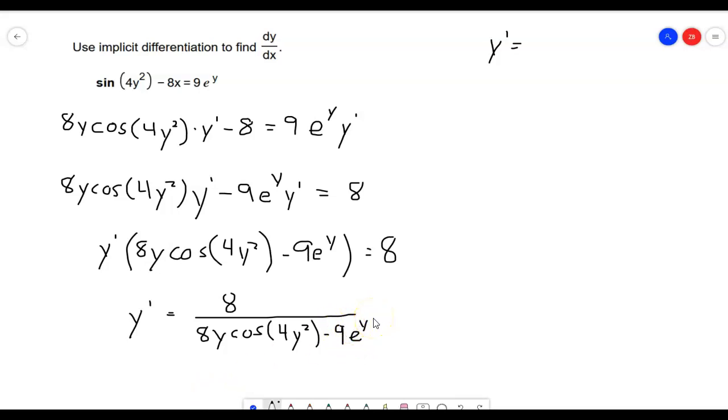And that should be it. If you have any questions, let me know. A lot of these are done really the same process. Go through, take the derivative of everything. Every time you take the derivative of a y, you multiply that term by a y prime. You gather y primes on one side, everything without a y prime on the other. You factor your y prime out. You divide both sides to solve for the y prime.